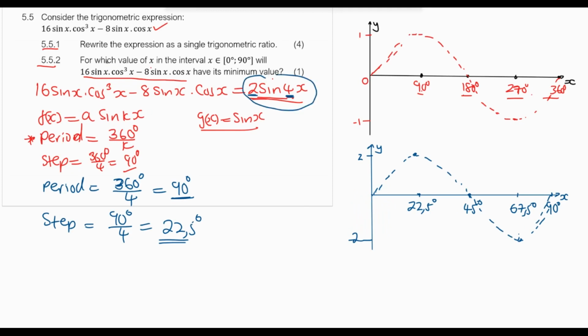And then the question says, for which values of x in the interval? This is 0, 90. So from 0 to 90. In the interval 0 to 90 degrees, will this trigonometric expression have its minimum value? And then where is the minimum value? It is here, the -2. And then where? When x is equal to 67,5 degrees. So that's the answer. The answer is when x is equal to 67,5 degrees.